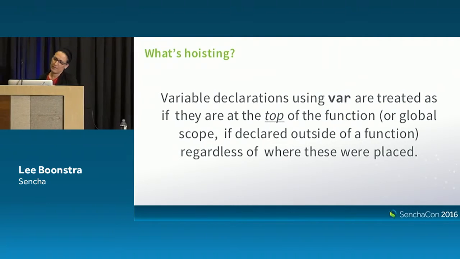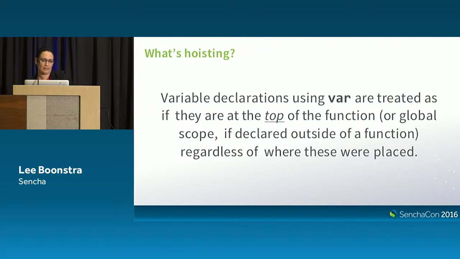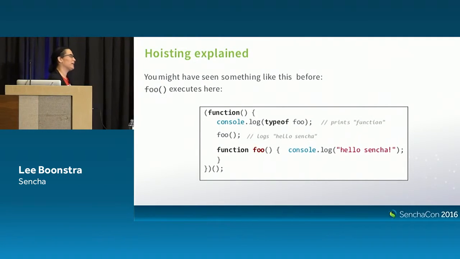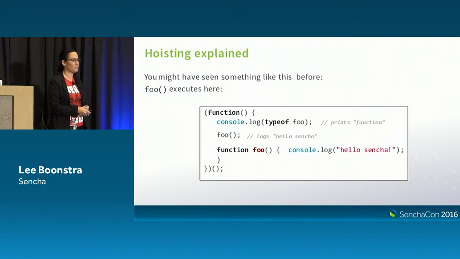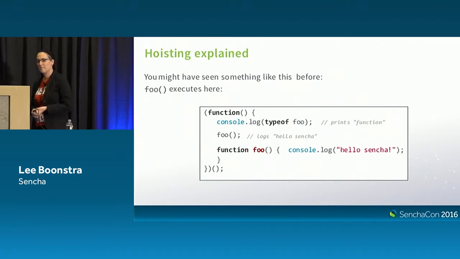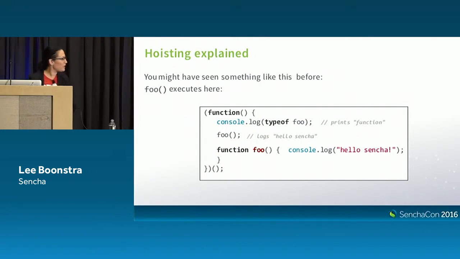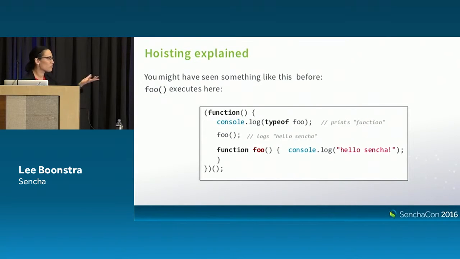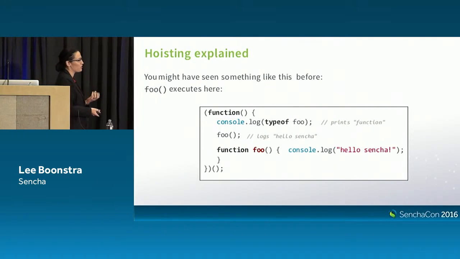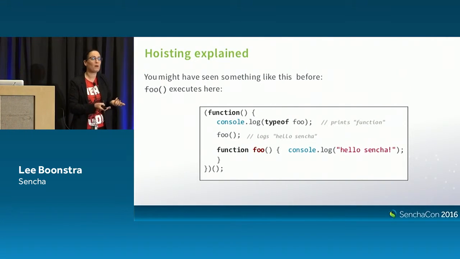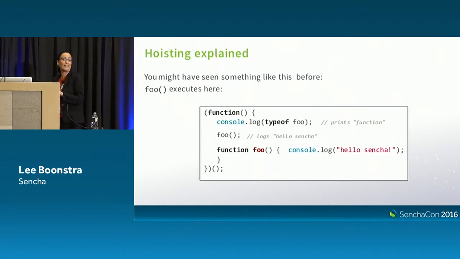JavaScript hoisting basically means that when you create variable declarations, they will be treated as if they are at the top of the function, or otherwise they will be moved. I remember back in the days when I started coding JavaScript, a very long time ago, maybe 15 years ago, it was strange that you could call a function before it was even written in your code. See, in this case, I call foo, but foo is actually declared afterwards.